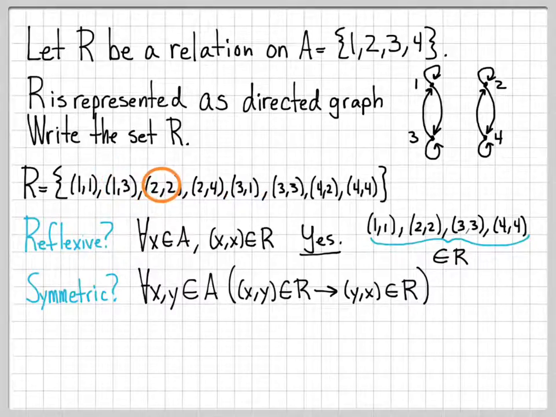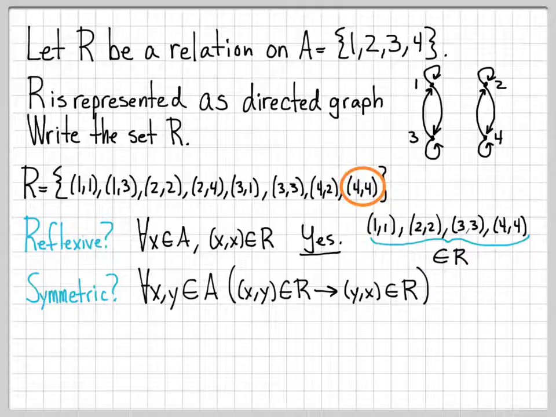What about 2, 2? Well, when I flip that, I get 2, 2, and 2, 2 is in R. What about the element 2, 4? When I flip that, I get the element 4, 2, and 4, 2 is in R. What about the element 3, 1? When I flip that, I get the element 1, 3, which is in R. 3, 3 flipped to itself is 3, 3. 4, 2, when I flip that, I get 2, 4, which is in R. And then finally 4, 4, when I flip that, I get 4, 4, which is obviously in R.